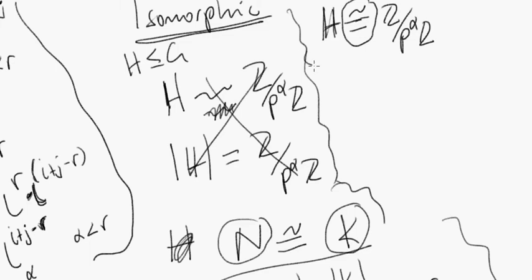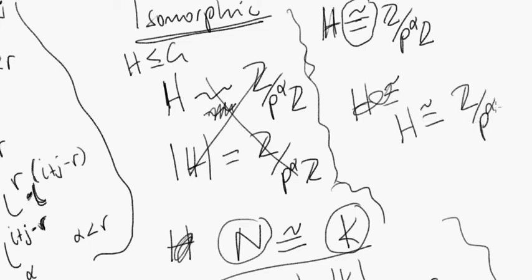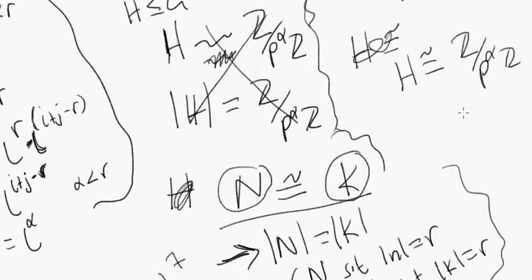So let's notice something. If we actually establish this notion of similarity, one that makes sense, and we're able to say that H is isomorphic to Z mod p^α Z, it's the same as this group, Z mod p^α Z. Well, what's the order of Z mod p^α Z?